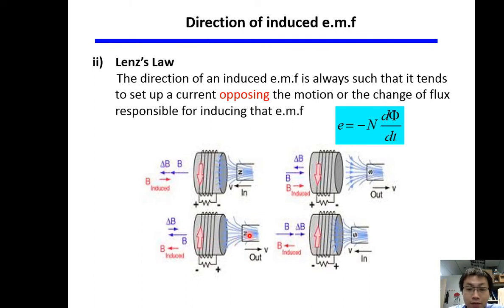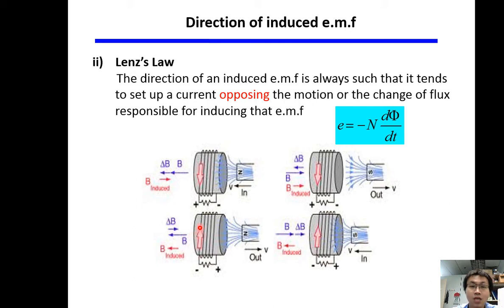So what if the pole needs to go out from here? The original flux is in this line. If the magnet is moving outwards, there is a change of the magnetic flux density. Then, according to Lenz's law, this circuit needs to create a magnetic flux that can oppose these changes.